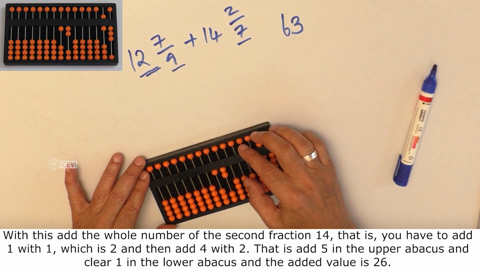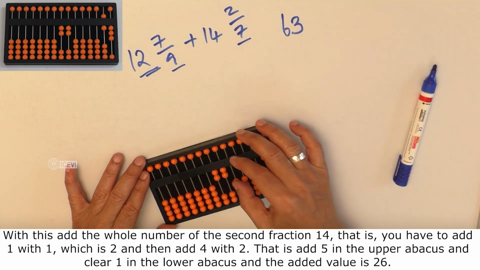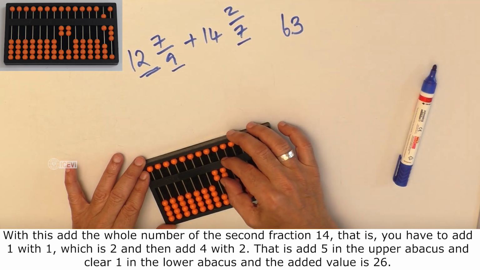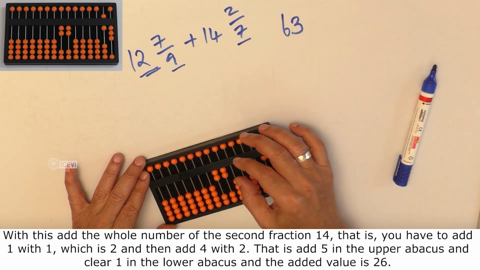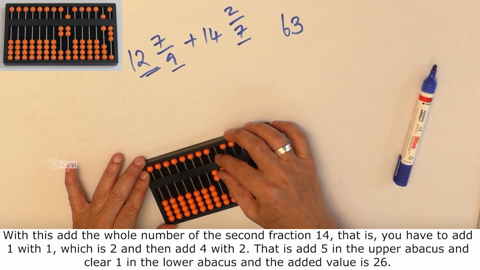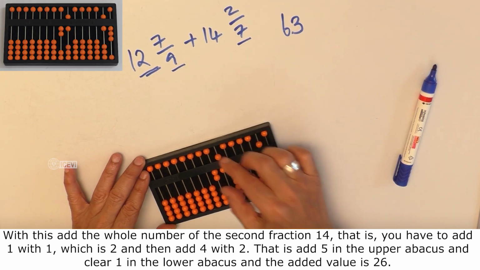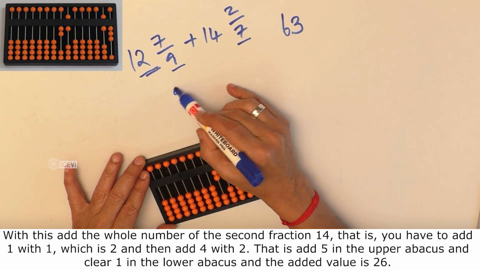That is, you have to add 1 with 1, which is 2, and then add 4 with 2. That is, add 5 in the upper abacus and clear 1 in the lower abacus, and the added value is 26.